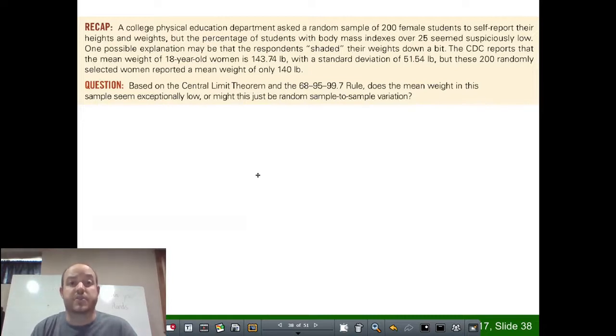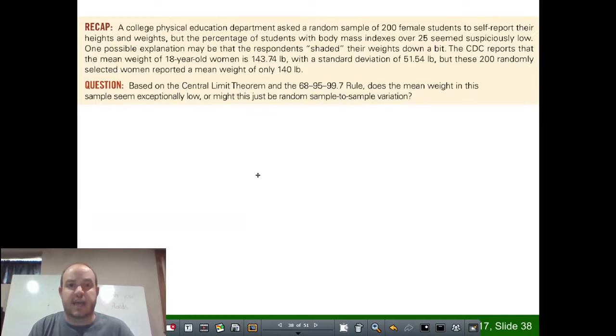But these 200 randomly selected women reported a mean weight of only 140 pounds. Based on the Central Limit Theorem and the 68, 95, 99.7 rule, does the mean weight in this sample seem exceptionally low, or might this just be a random sample to sample variation? So what is this saying?